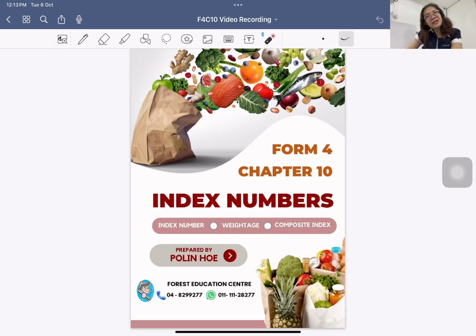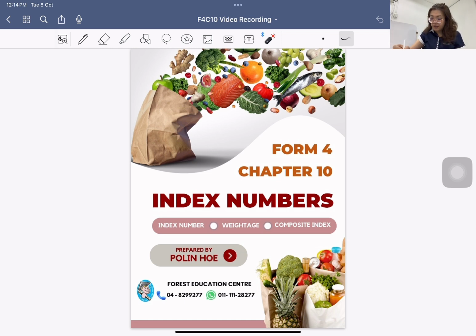Hello everyone, today we are going to talk about Form 4 Chapter 10 Index Numbers. This is a chapter that you have to master because it will come out in paper 2 section C, and you need these 10 marks for you to do well in the exam. Okay, so let's start. This chapter basically can be separated into two parts.